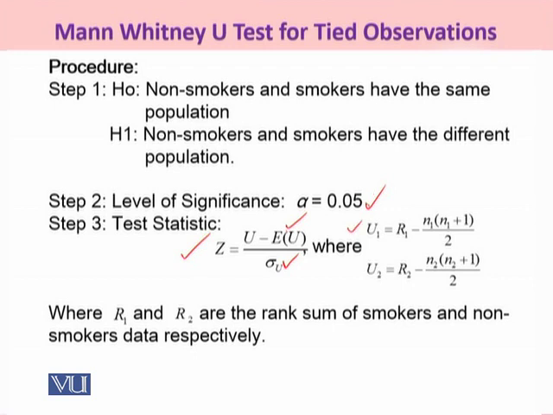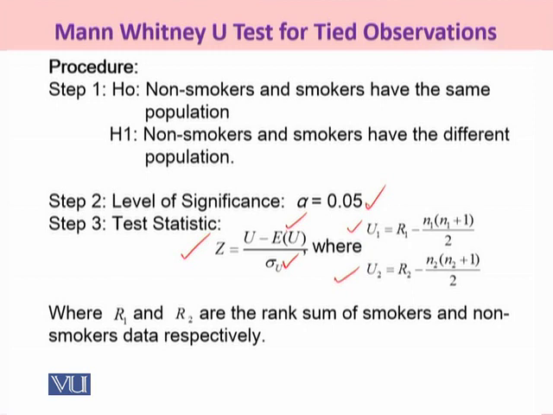It may be calculated as R1, the rank sum of the first sample, minus N1, the total sample size of the first sample, into N1 plus 1 by 2. Similarly, we would be calculating U2. Now let me tell you, students, what R1 and R2 are and how we are going to calculate them.